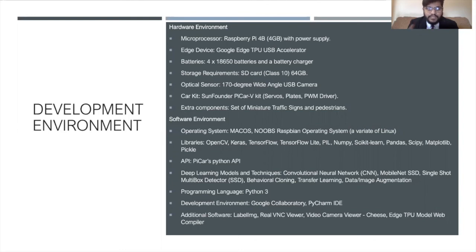The extra components here, the miniature traffic signs and pedestrians: as we know, due to the coronavirus, I wasn't able to get them delivered in time. I've been waiting on them for more than a month, around 1.5 months, but due to the pandemic, I wasn't able to get those components. That is why I placed a bottle to represent a person, and we can see it working in the demonstration part.